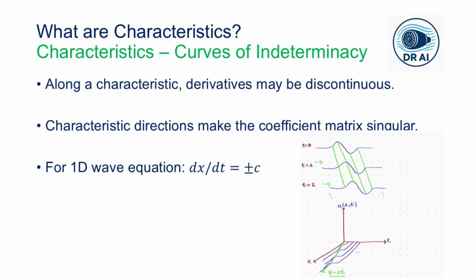dx by dt must be equal to c, and dx by dt equals minus c. So the curve dx by dt equals c actually tells us that the information of the right going wave propagates to the right at speed c, while the other gives left going information. That is the physical meaning of the characteristics. They are the trajectories of information.